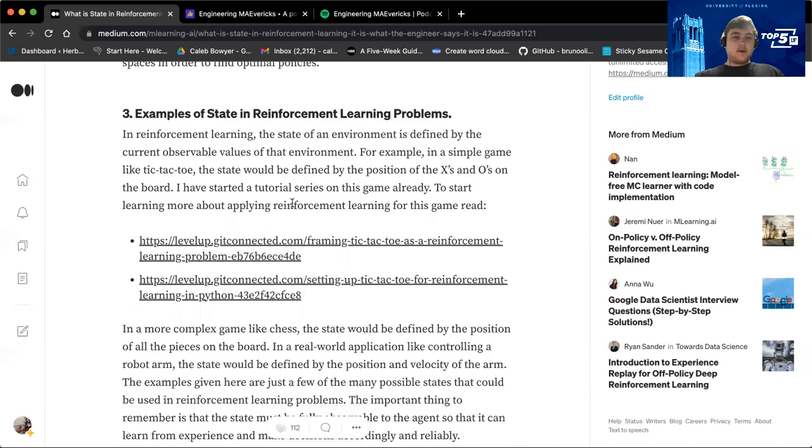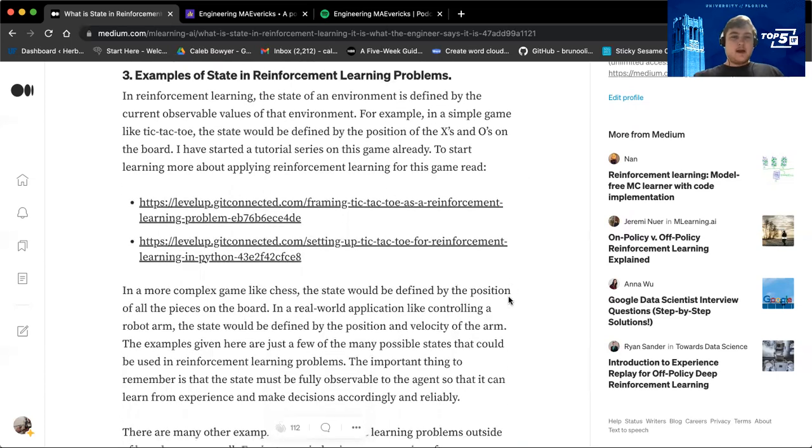In a simple game like tic-tac-toe, the state would be defined by the position of the X's and O's on the board. I have started a tutorial series on this game already.